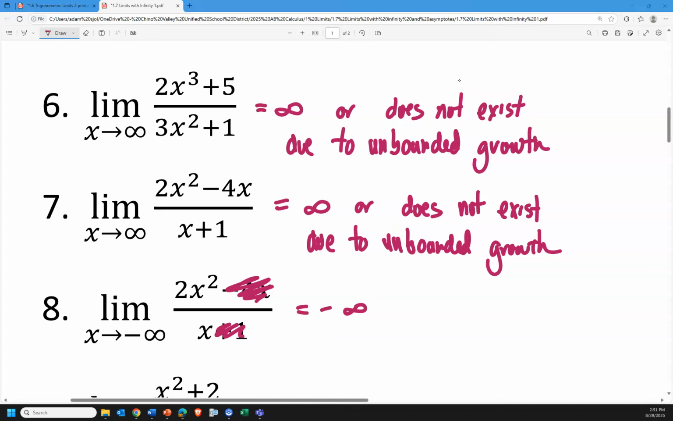Because we're going to have a positive in the numerator, 2 times negative a million squared is positive 2 trillion. Over negative 1 million is a huge negative number, negative 2 million. 2 times negative a billion squared over negative a billion is negative 2 billion or so. Hopefully that helps.